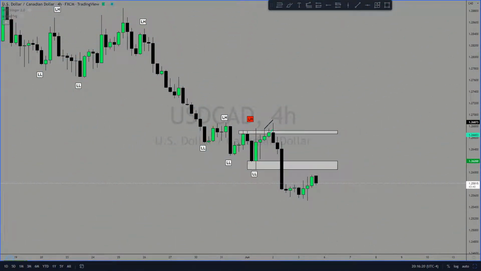Alright, today is Sunday, June 5th. Another trading week has just come to an end. We are looking at $CAD here on the 4-hour chart, where I was able to catch my trade of the week for the first week of June trading.